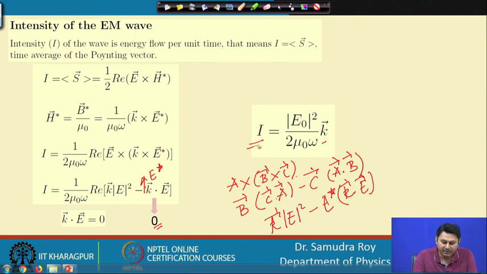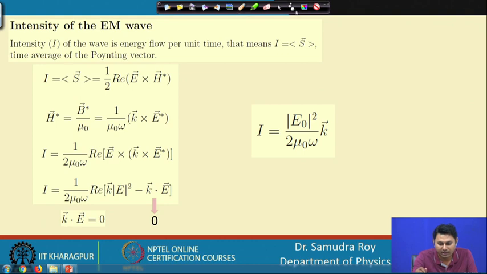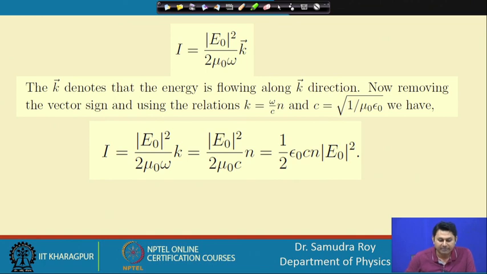So, now I is an intensity, it is not a vector, but I write this in a vector form to ensure that the energy is propagating along the k direction. So, technically this equation is not right, but I just put the vector sign here so that I can know in which direction the energy is flowing. The energy is flowing along the k direction, but in the next slide we will remove that and eventually find out the final expression.